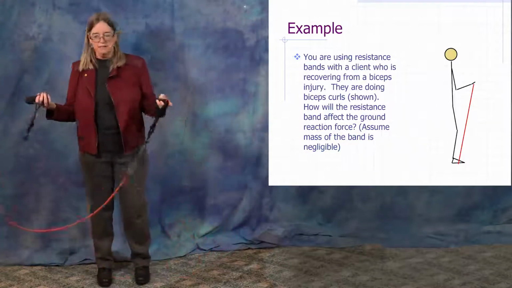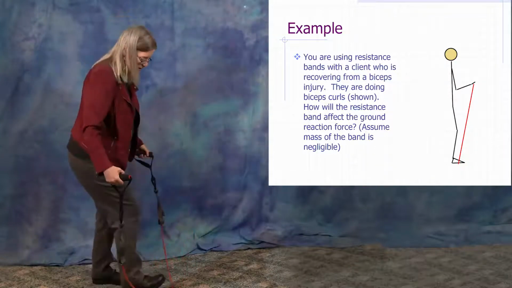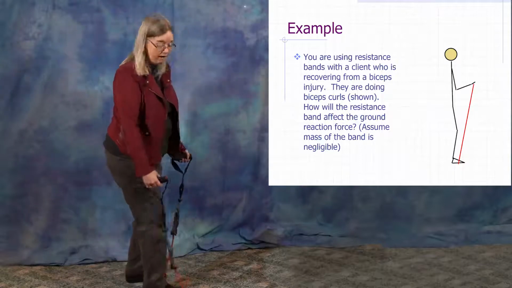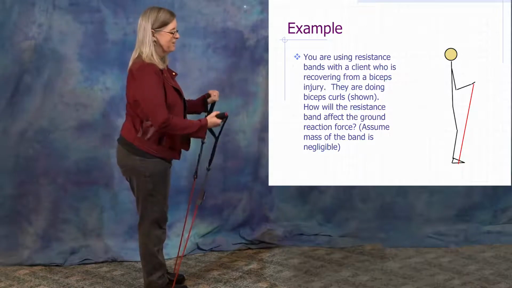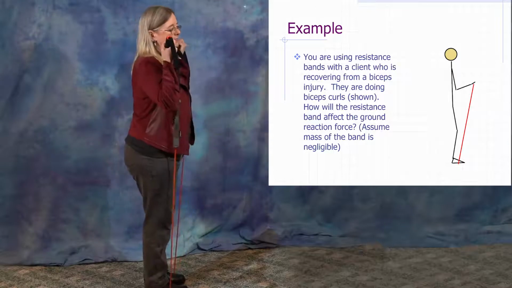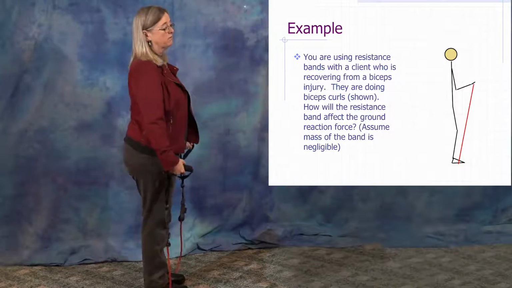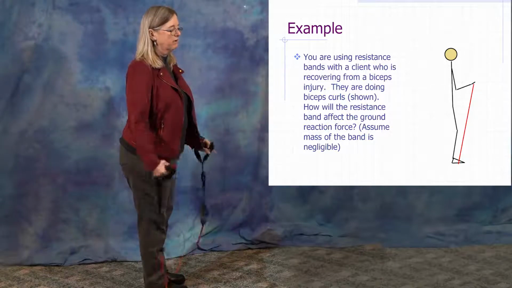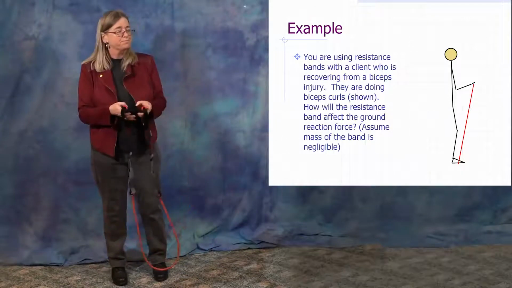And just as an example, let's think about using this resistance band. If I had a resistance band, oops, that wouldn't be how I would use it. It doesn't work very well with not running shoes. So you're using a resistance band with a client, and they're recovering from a biceps injury. They're doing some biceps curls, and you want to know how the resistance band will affect the ground reaction force, assuming the mass of the band is negligible.